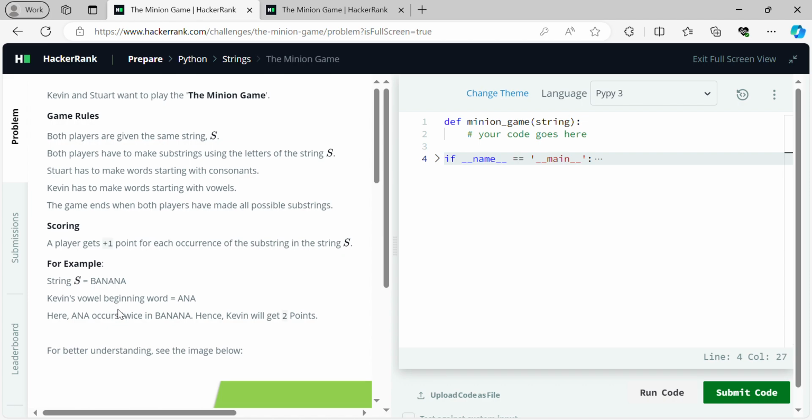Today our Python program is the Minion game. In this program, first I will explain the program requirement. After that, I will develop code according to this requirement.